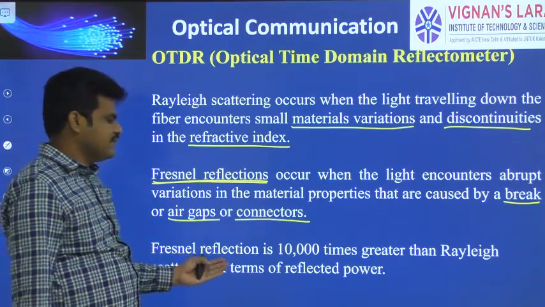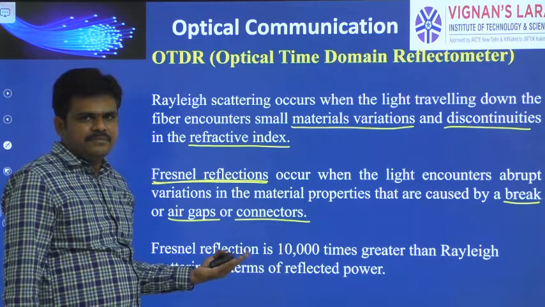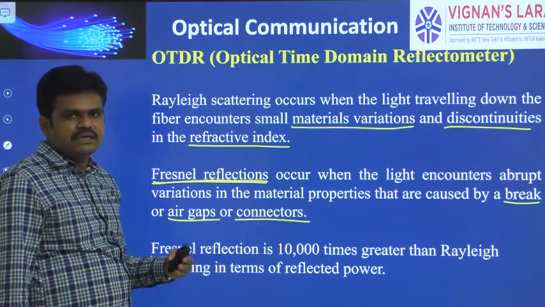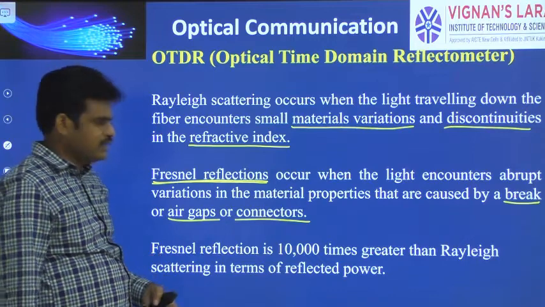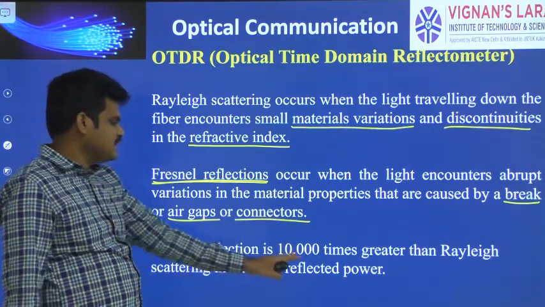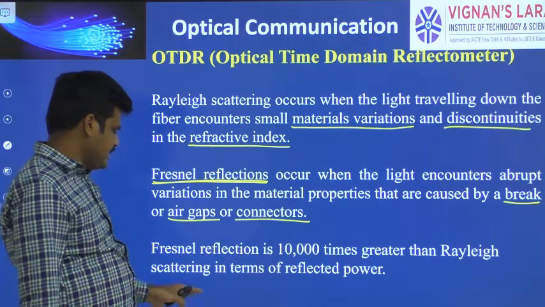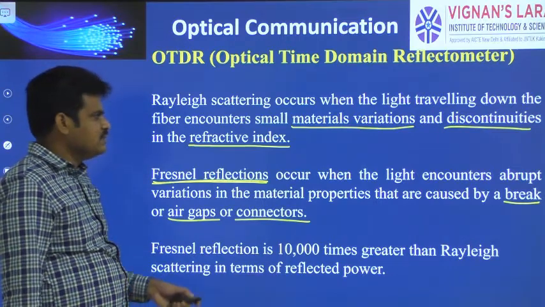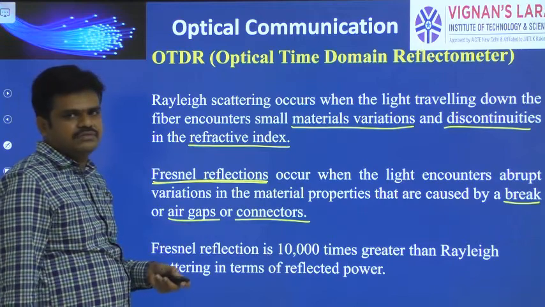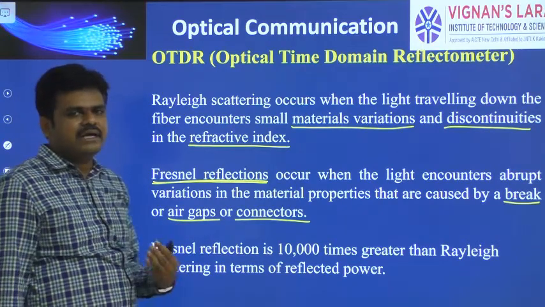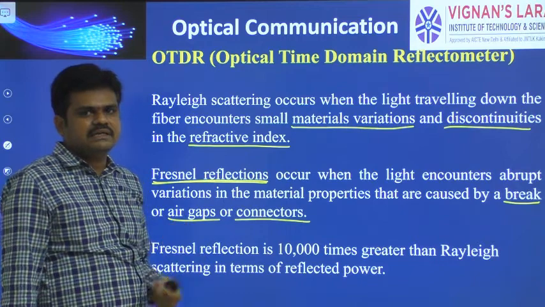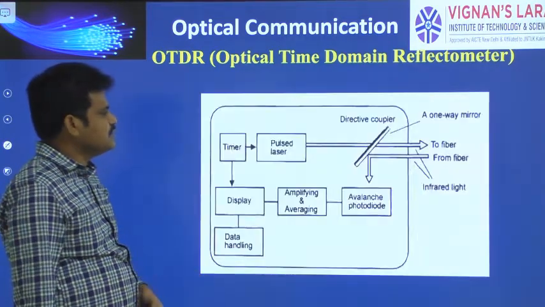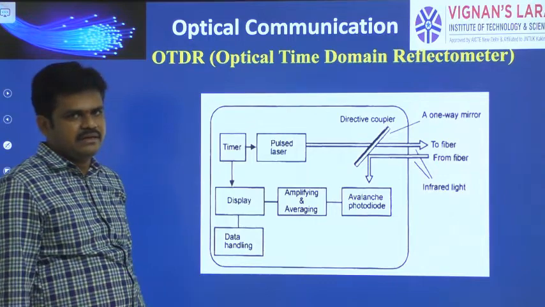Generally, Fresnel reflection is considered a critical reason for the attenuation, because Fresnel reflection is 10,000 times greater than the Rayleigh scattering in terms of reflected power. That is the reason OTDR is mainly used for determining the amount of reflected power inside the optical fiber. Let us see the block diagram of the OTDR.